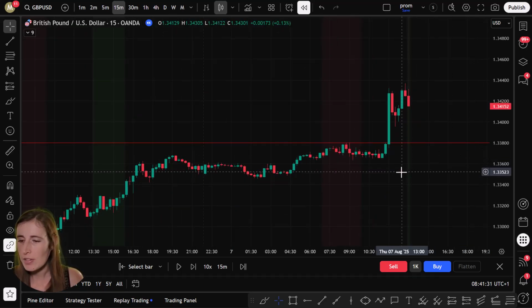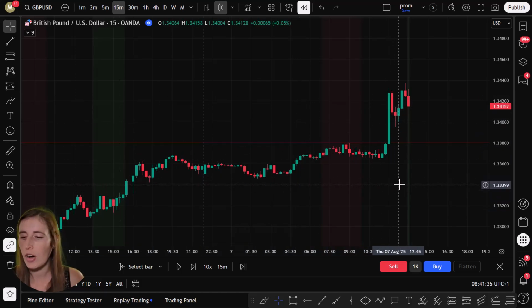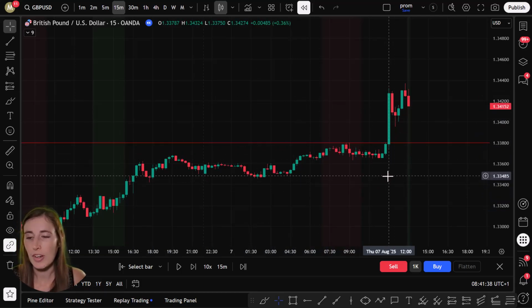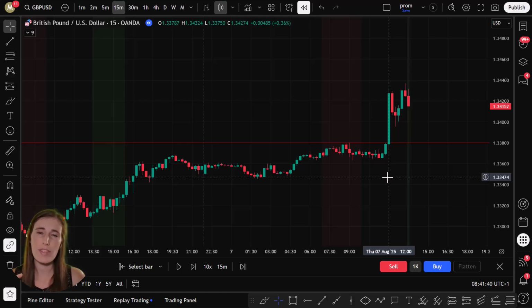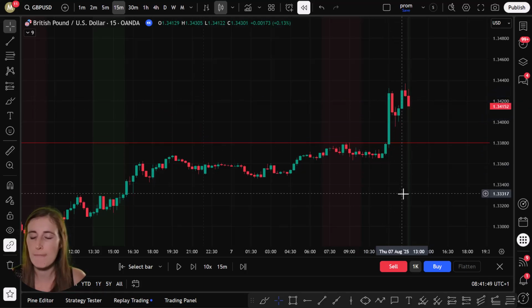The first thing you may notice is this large candlestick here. It was the largest candlestick so far of the day, and that was the 12 o'clock candlestick. So that coincided with that news release that we saw for the pound, the monetary policy reports, which was good news for the pound and helped it to push up with some strong momentum.